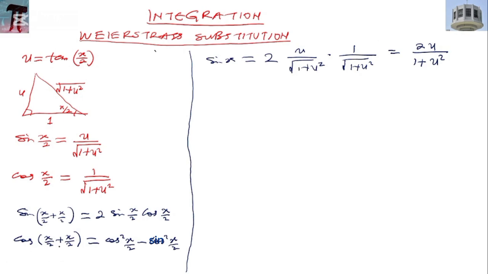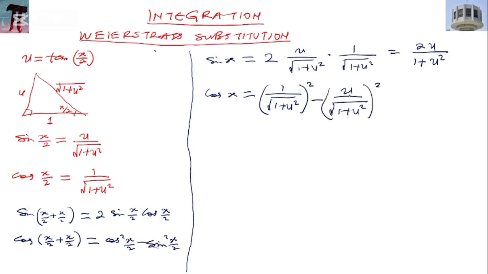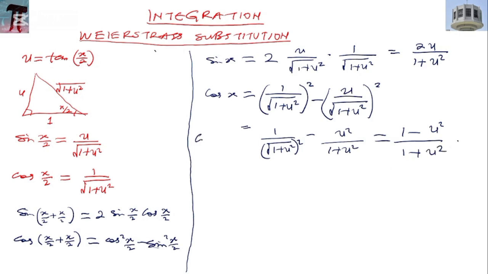In the same vein, cos(x/2 plus x/2) is cos x. So cos x is equal to cos squared(x/2), that is 1 over the square root of 1 plus u squared, squared, minus sine squared(x/2), that is u over the square root of 1 plus u squared, all squared. Evaluating this, we obtain 1 over 1 plus u squared minus u squared over 1 plus u squared, which gives 1 minus u squared over 1 plus u squared. So this gives the expression for cos x.